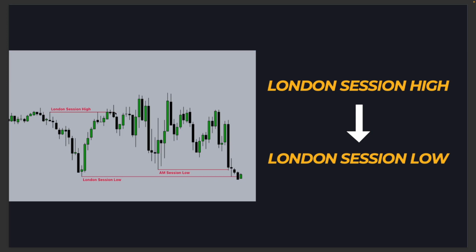London session high. And just like the last example, what do we have here? London session low. Did the AM session low from this day take out the London low? No, it came close but left it. So this is just more engineered sell side liquidity.